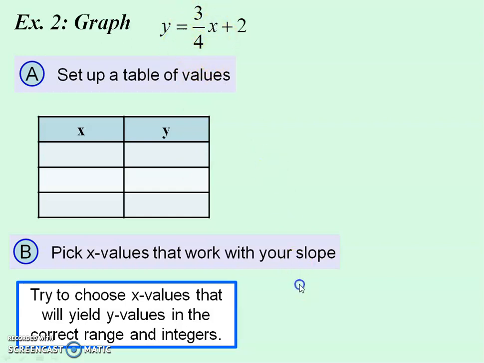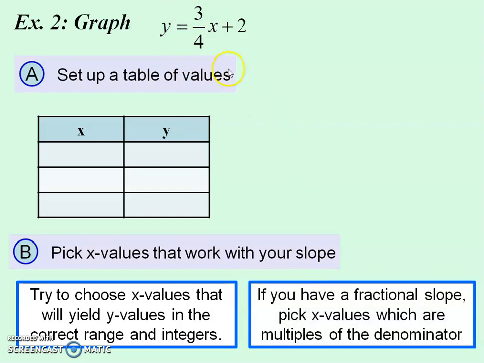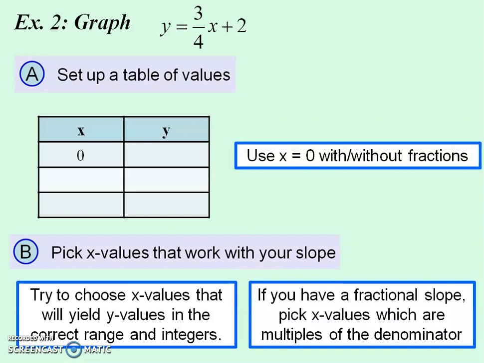Well, if I pick my x value to be a multiple of the denominator. The denominator here is 4. So if I pick numbers like 4, 8, 12, or -4, -8, -12, those are all numbers that will work out to give me whole numbers. And I'll show you that in my table. So regardless of that fact, I'll always pick 0, no matter what, with or without fractions.